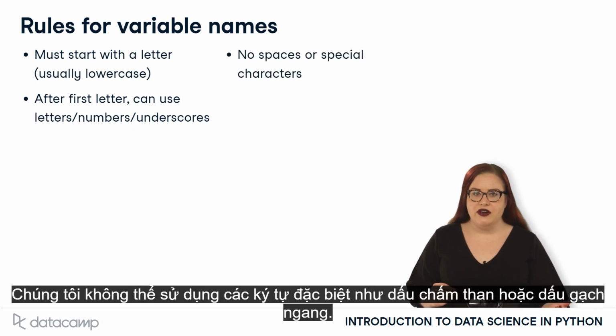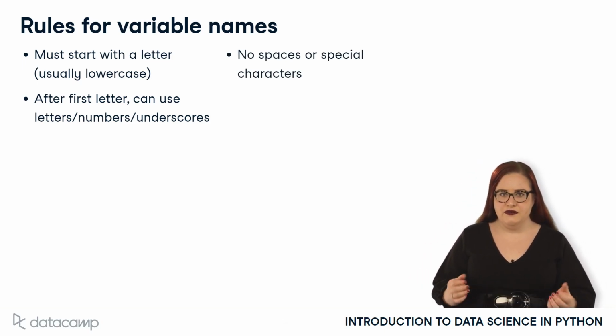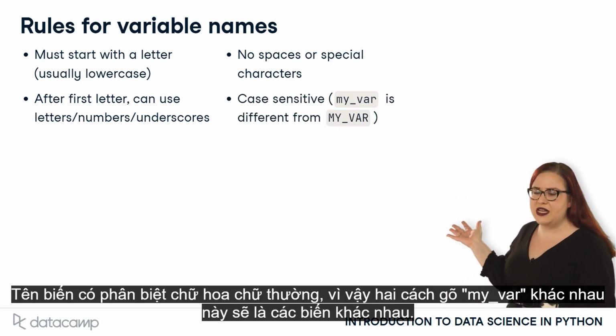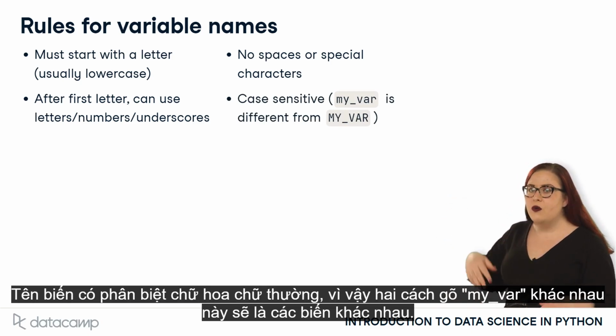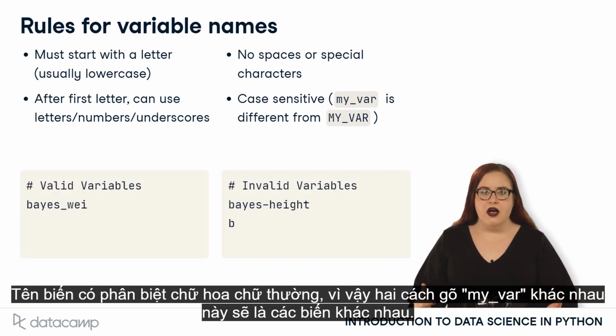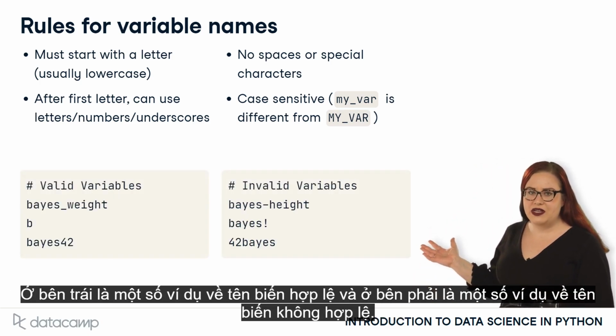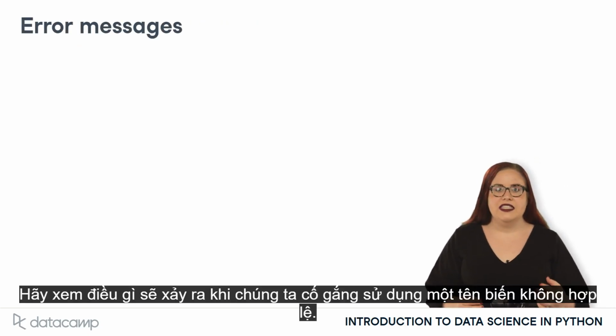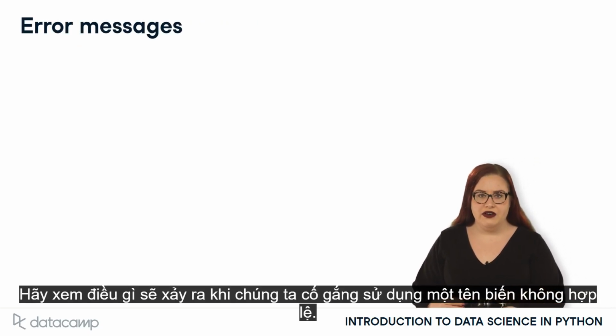We can't use special characters like exclamation points or dashes. Variable names are case sensitive, so these two different ways of typing my_var would be different variables. On the left are some examples of valid variable names, and on the right are some examples of invalid variable names. Let's see what happens when we try to use an invalid variable name.